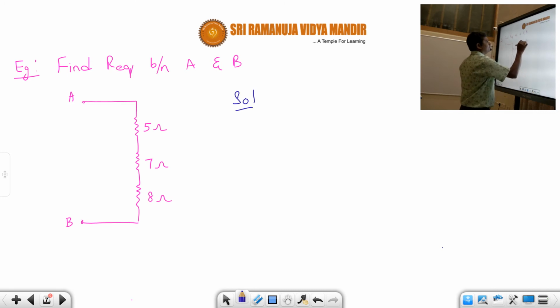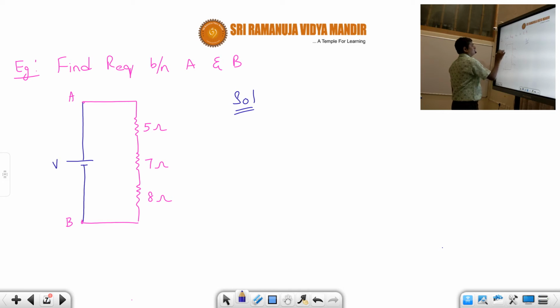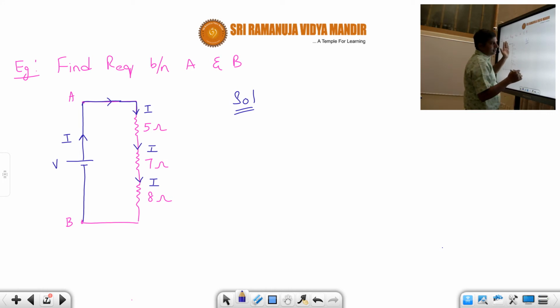First we should connect one cell across AB. This is the cell of voltage V, and now current will start flowing from the positive terminal. It will go like this, it will go like this. So the same current will be flowing here. Whatever current is flowing in 5 ohms, the same current would be flowing in all the resistors. So that means they are all said to be in series. Here the resistors are not given in horizontal direction but in vertical direction, but it doesn't matter. Whether they are given in horizontal or vertical, you just have to verify whether the current flow is the same or not. That is what we have to verify. So you can clearly understand that these three resistors are in series.